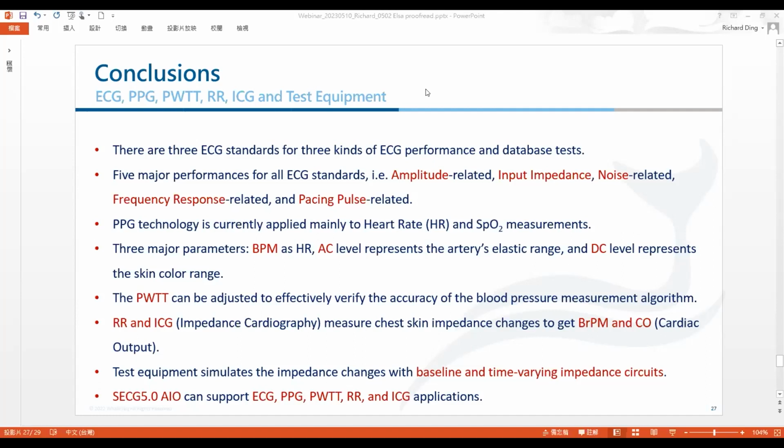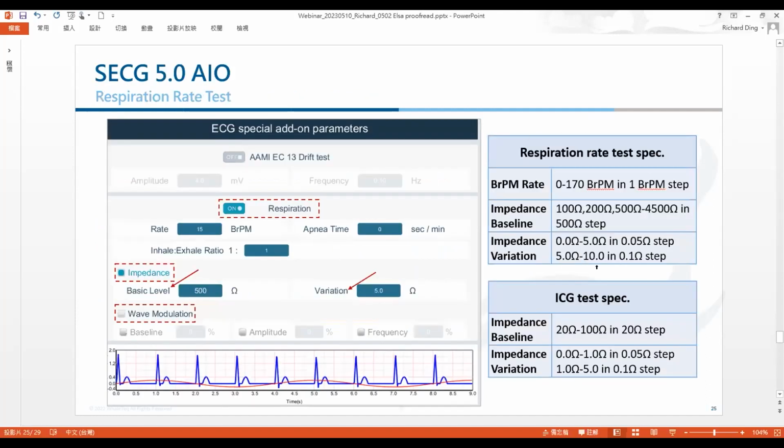Question: Can the impedance test method for respiration rate be used for biopsy and EDA application simulation testing? Yeah, I think the ICG test is for biopsy simulation. Because we currently study two kinds of application. One is the ECG respiration rate test, so we got the range here, and another one is for the ICG test range here.